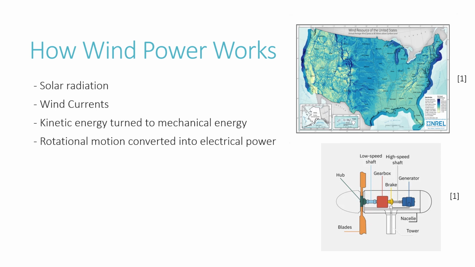To start the process, solar radiation heats the atmosphere, and due to the uneven topography of the surface of the Earth, different areas are heated more than others. This creates currents that wind turbines can use to turn kinetic energy into mechanical and then electrical energy.